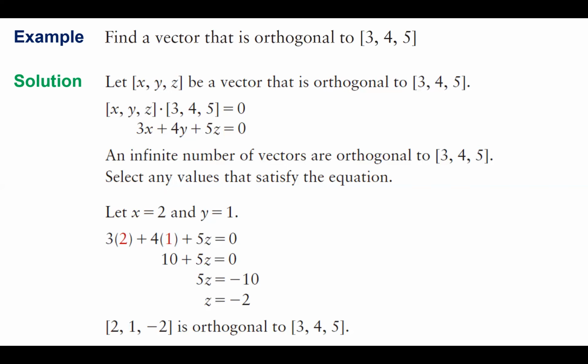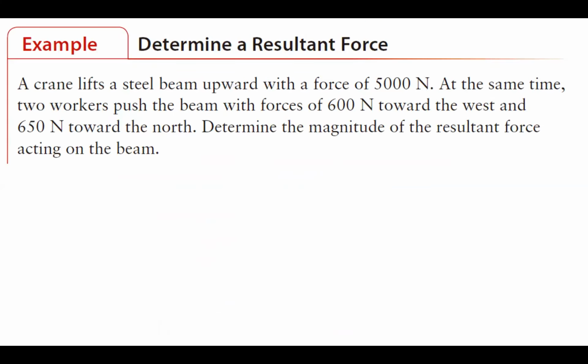Okay, any questions? No questions? Let's consider another example. A crane lifts a steel beam upward with a force of 5,000 newtons. At the same time, two workers push the beam with a force of 600 newtons towards the west and 650 newtons towards north. Determine the magnitude of the resultant force acting on the beam. Okay, I'll give you 2 minutes to quickly have a look at this question.